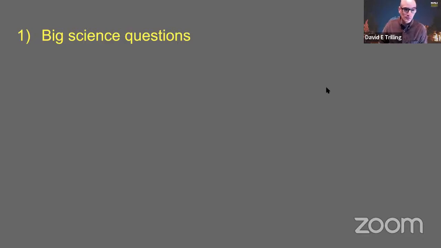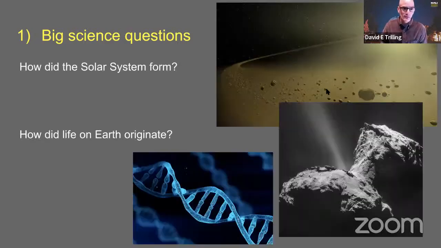Okay, so let's start with these big science questions that I mentioned. The two questions that I want to focus on here are, how did the solar system form, and how did life on Earth originate? So this picture in the upper right-hand corner, well, I'll come to these pictures in a moment. This picture here is maybe a schematic of how the solar system may have formed. In the lower right, this is an actual image of a comet. And this, of course, is an image of a DNA molecule. And so I'll talk about each of those just briefly.